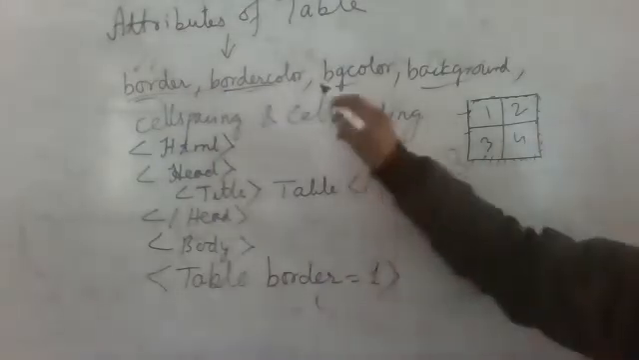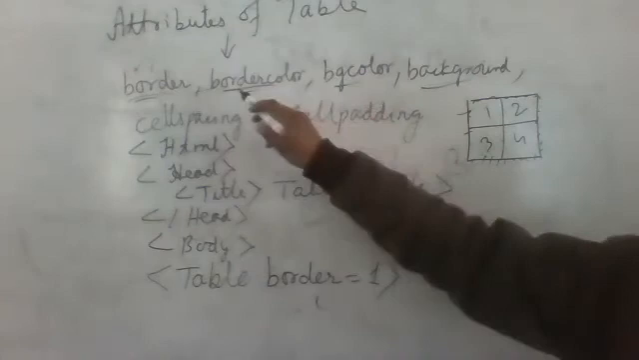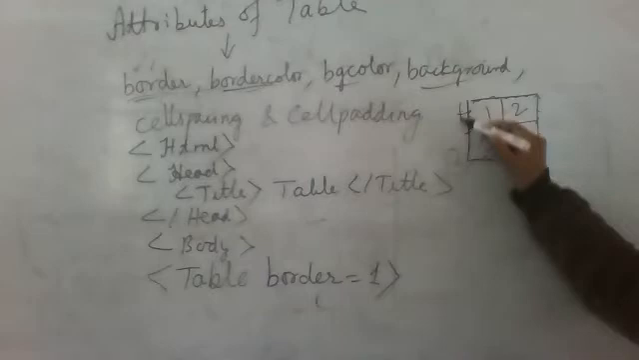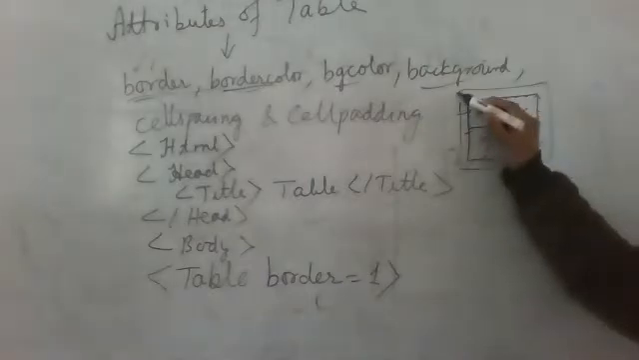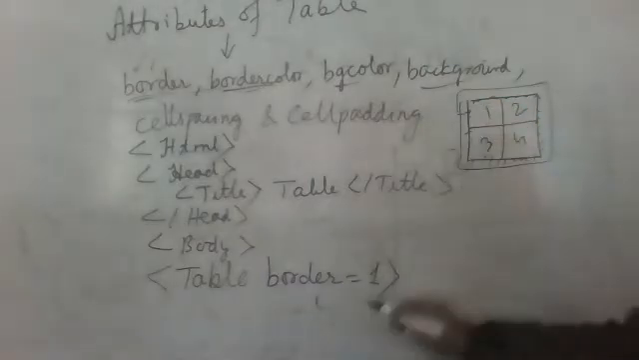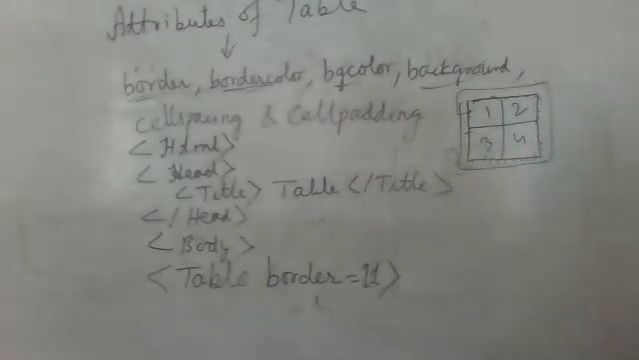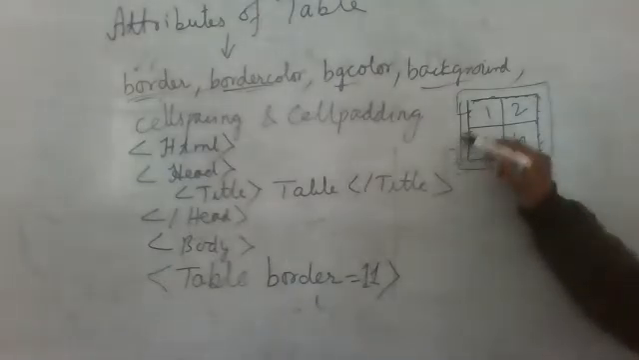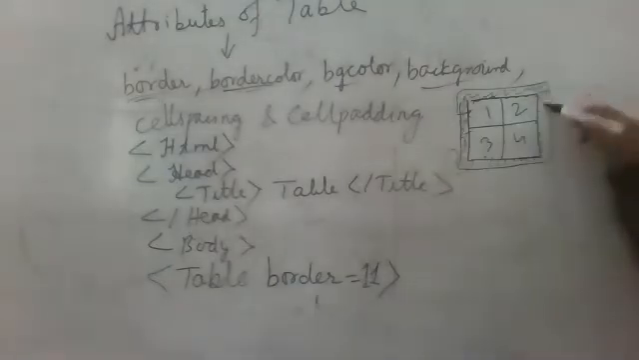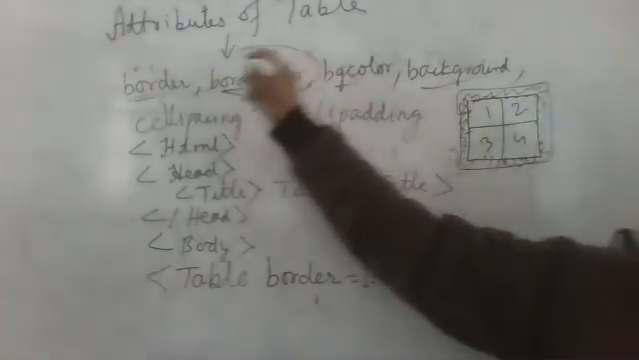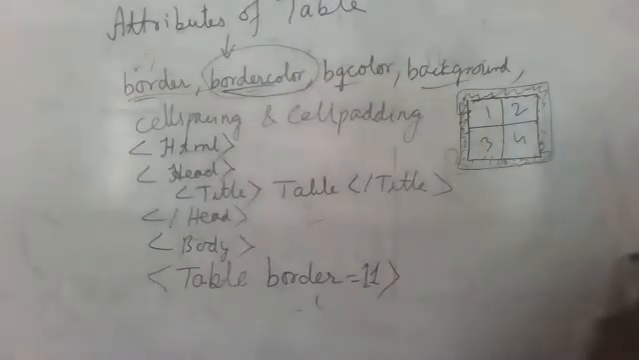Okay, the next one is your border color. See, your border will be made. Suppose I have specified the border as 11. Okay, my border has become flat. Now, what color do you want to specify for your border? That will be specified by which attribute? Border color.